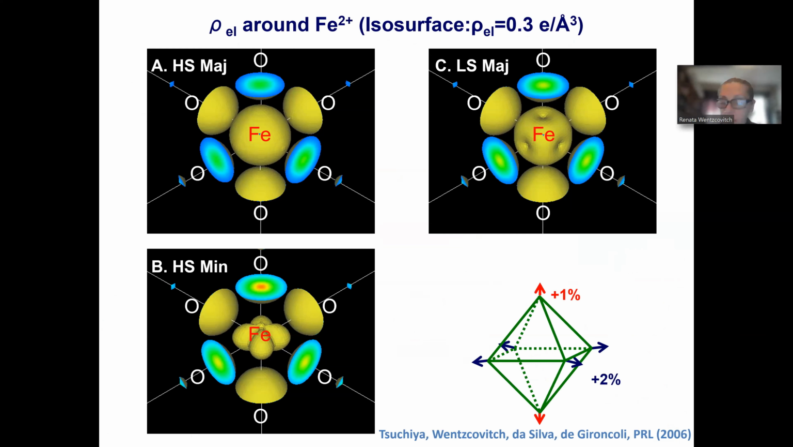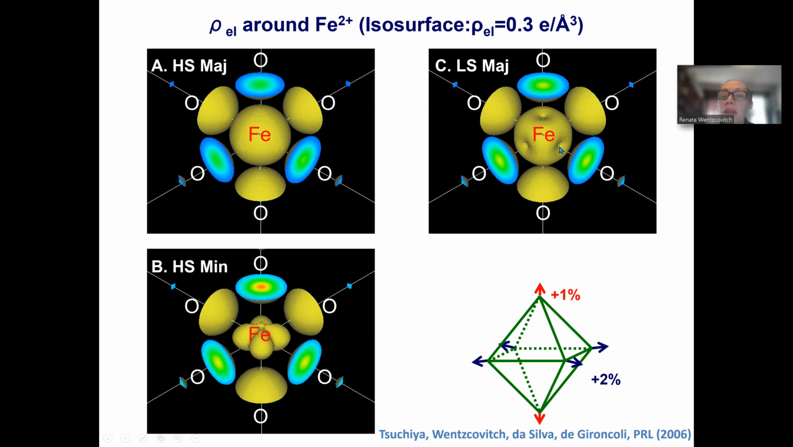Well, if you replace a magnesium in ferropericlase with iron 2, S = 2 high spin state, the majority electron density is spherical, and you have a minority electron with spin down, 1 electron spin down, that creates a Jahn-Teller distortion like this. The FeO octahedron expands this way.